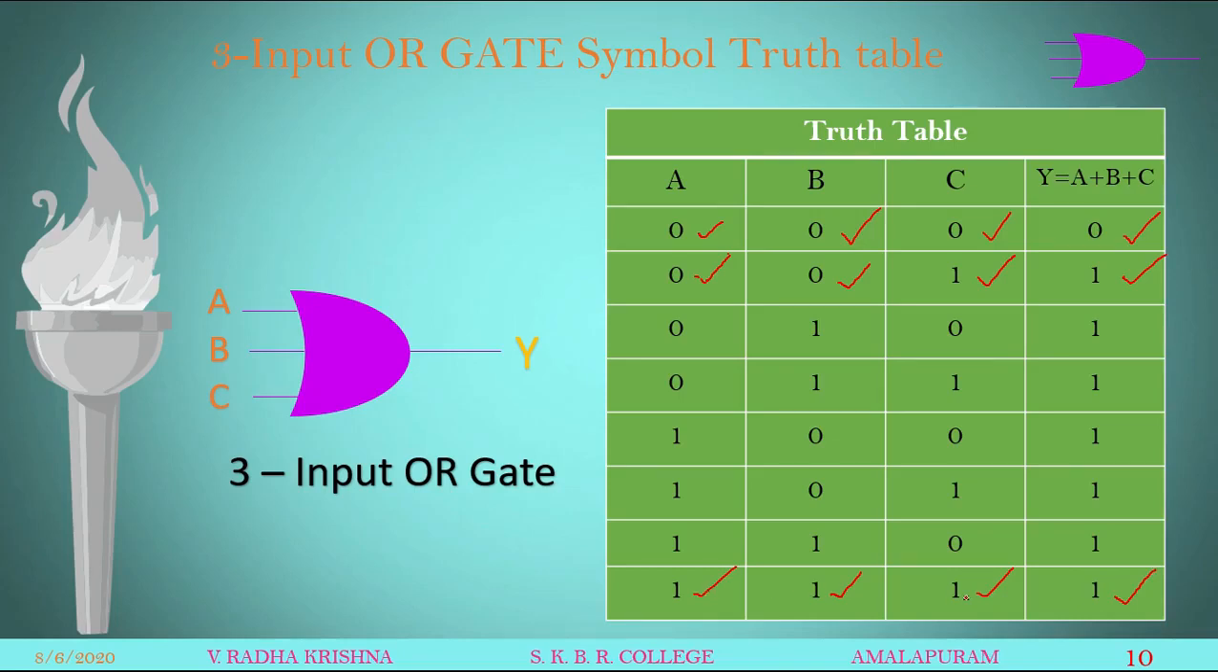Hence by observing the truth table of a 3-input OR gate, output will become high when any one of the inputs is high and output is low when all inputs are low. So this is the general condition to calculate the output of an OR gate.